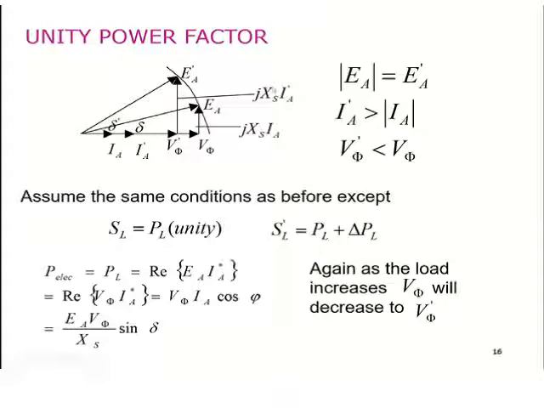Again, excitation is constant. So Ea is equal to Ea dash, which is constant. Therefore, current increases, the voltage reduces. But compared to the case 1 of lagging power factor, the reduction in voltage is less. The same thing is written in terms of the equations considering the real part.